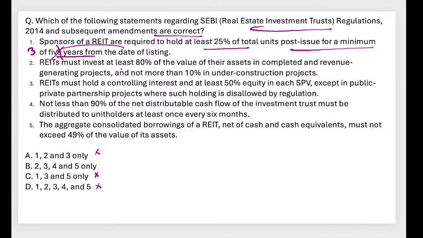REITs must invest at least 80% of their value in completed and revenue generating projects, not more than 10% in under construction projects. REITs must hold the controlling interest and at least 50% equity in each special purpose vehicle, except in public private partnership projects where such holdings are disallowed by the regulation. Not less than 90% of net distributable cash flow of the investment trust must be distributed to unit holders at least once in every 6 months. Okay, that is also correct.